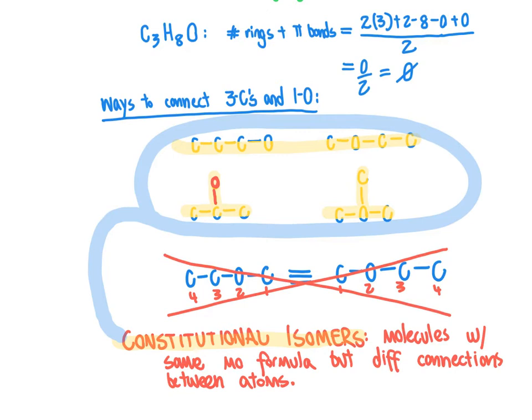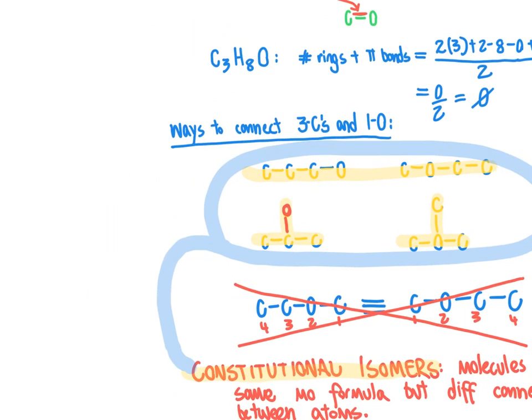We're going to go through and try to determine which of those constitutional isomers are the real deal, which are ones that could actually exist versus which ones are not going to be able to exist. So what we're going to do here at step 3 is fill in our electrons that are necessary to fill the complete valence.